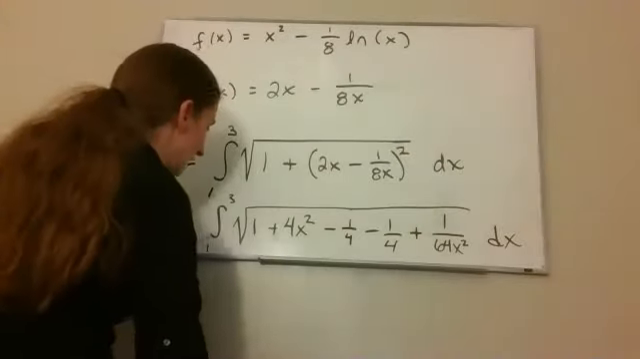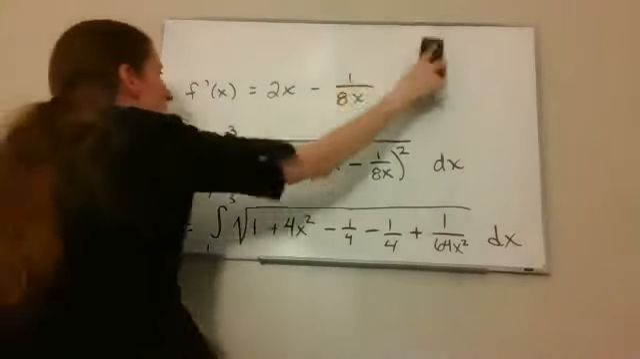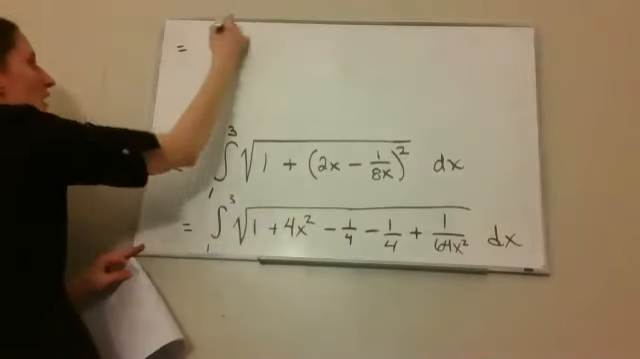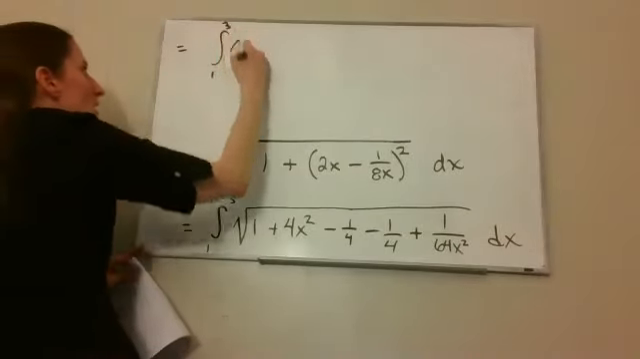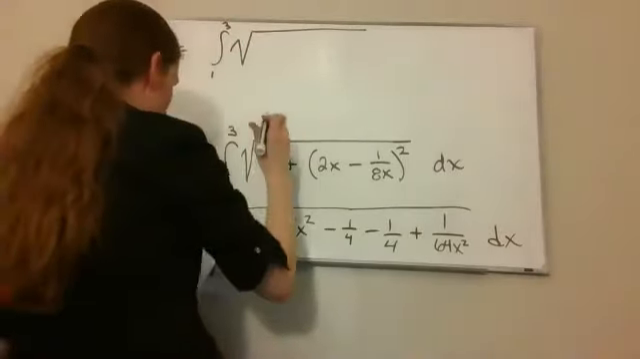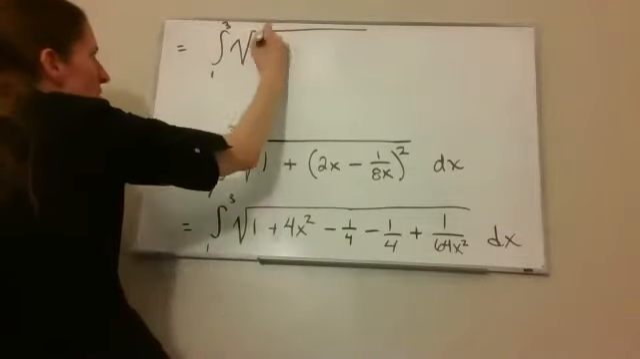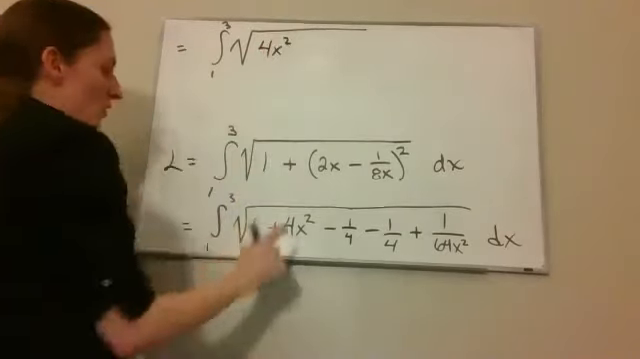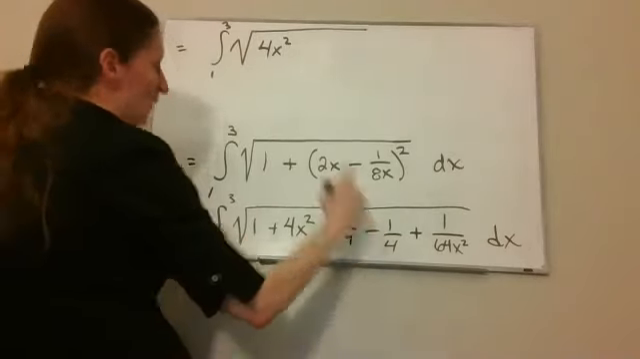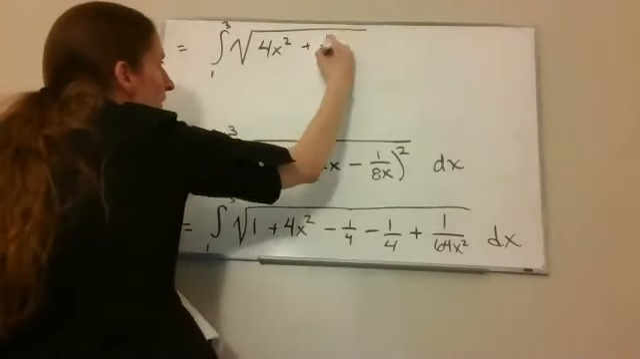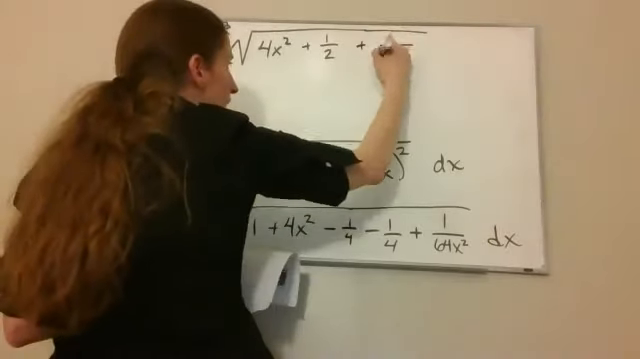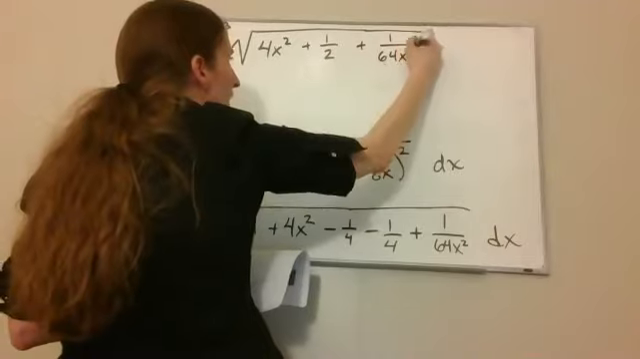And now let's simplify what we can underneath that root. We have an integral from 1 to 3 of the square root of, and I'm going to rearrange it a little bit. I'm going to put 4x squared first. My 1 minus a fourth is positive 1/2. And then I have a 1/64x squared.